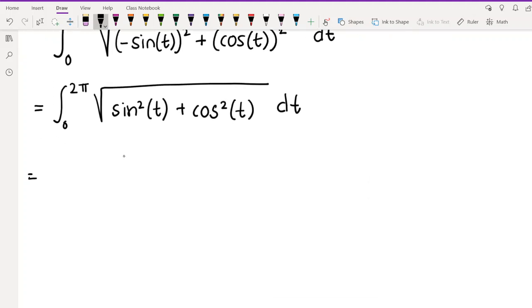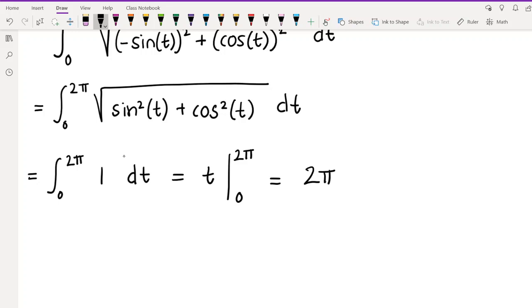And so this will give us the integral from 0 to 2 pi of, well, what's sine squared plus cosine squared? That's just 1, right? And so we have the square root of 1, which is just 1. And so that means that our antiderivative is just t, and we're just evaluating at 2 pi and at 0. And so we get 2 pi as our answer, which is correct, right? That's the circumference of the unit circle.